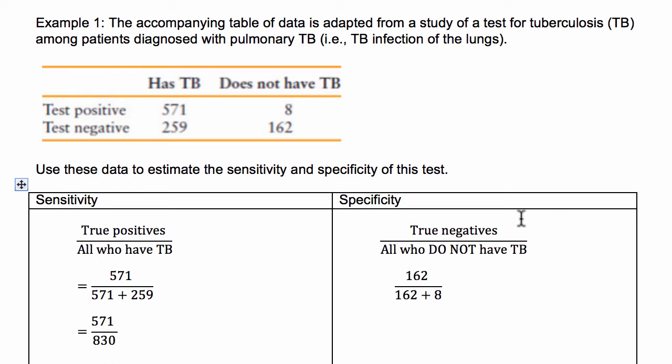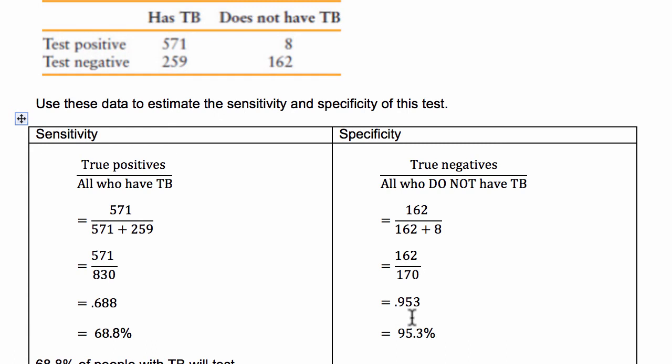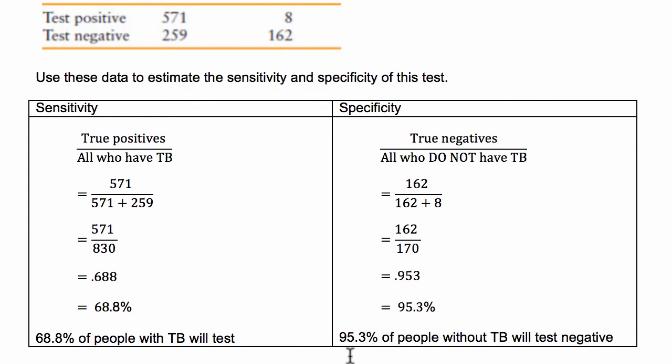So when we estimate the specificity of this test, we get 162, the number of true negatives, divided by the quantity 162 plus 8, the number of people in the study who do not have the disease. This equals 162 over 170, which equals 0.953 or 95.3%. This means about 95.3% of people without TB will test negative when given this test.